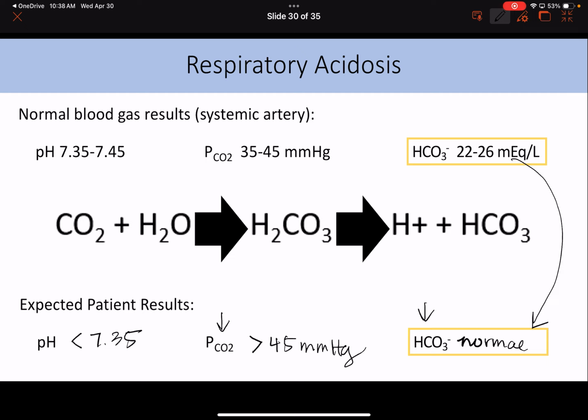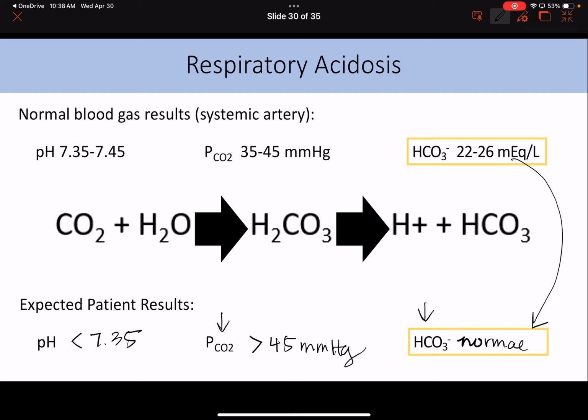Then, after you look at pH and you notice that pH is low, so you've already determined it's acidosis, then you're going to look to the CO2 values and the bicarbonate values. If the bicarbonate values are normal and the CO2 levels are off, it has to be respiratory acidosis. If the CO2 levels are normal but bicarbonate is off, then it's metabolic acidosis. So look at pH first, determine if it's acidosis or alkalosis, and then look to the CO2 or bicarbonate values. Okay.